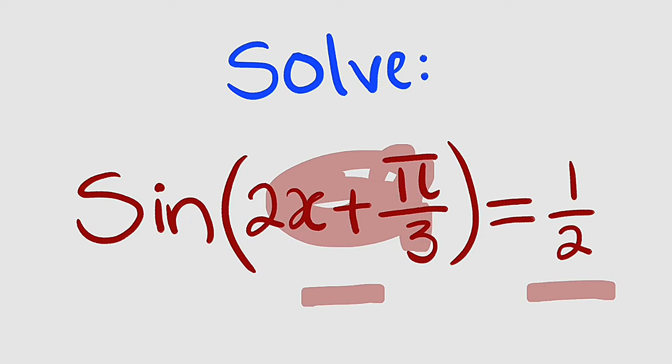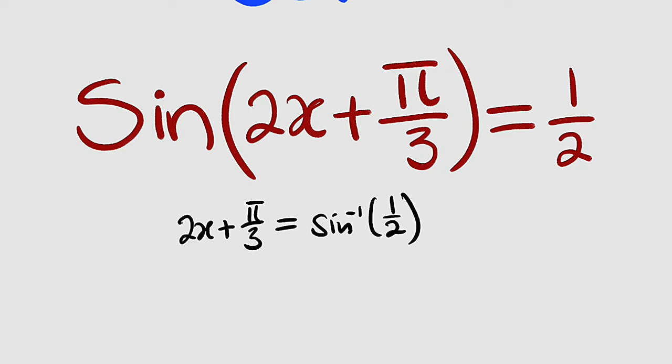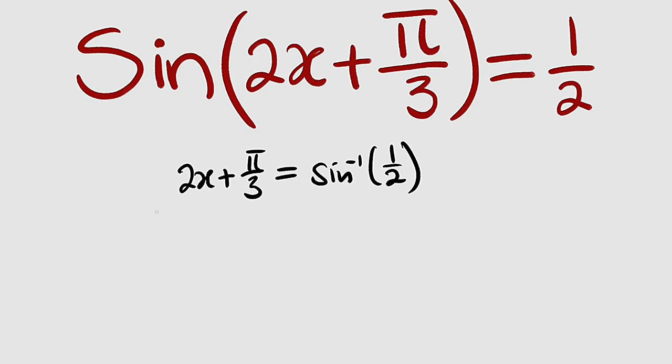So let's do that. If you take sine inverse of the left hand side, you will be left with 2x + pi/3. And you have to take sine inverse of the other side, 1/2. And sine inverse of 1/2 is pi/6. So we have 2x + pi/3 equal to pi/6.